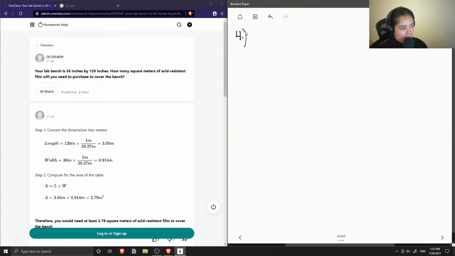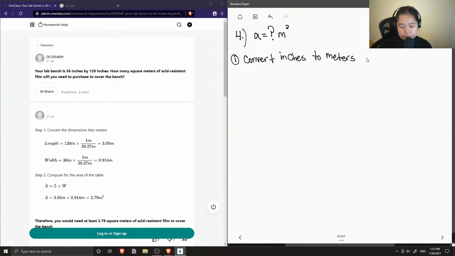So we want our area in squared meters. And we're given the dimensions in inches. So the first step is to convert your inches to meters. And we would use the conversion factor where 1 meter is equal to 39.37 inches.